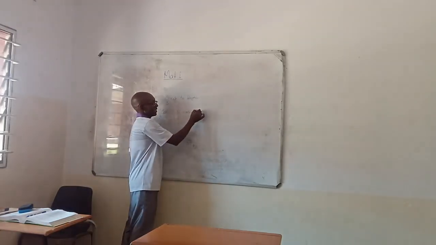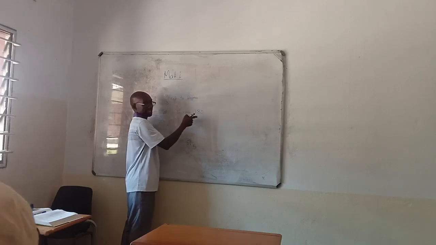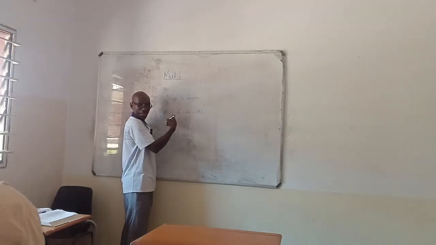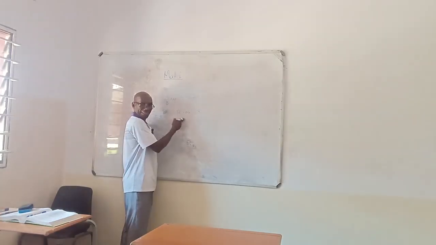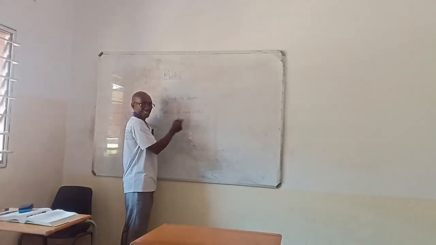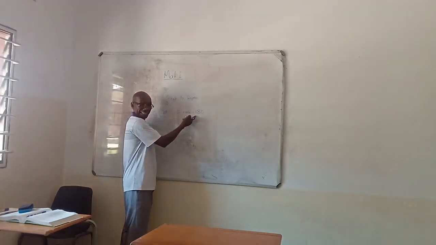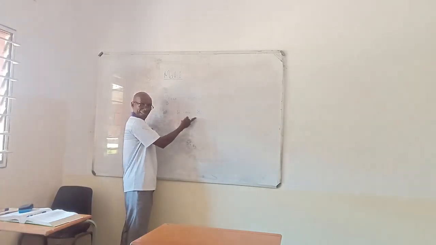180. 2 pi is 360, right? 3 pi, 4 pi. 1 pi, 2 pi, 3 pi, 4 pi. You multiply by that, right? 5 pi, 6 pi. All right. Half a pi is 90. Quarter of a pi is 45.